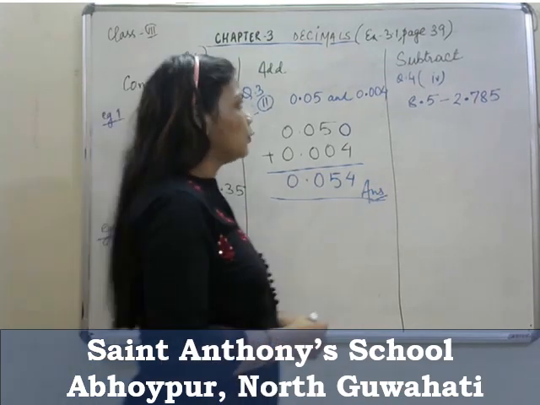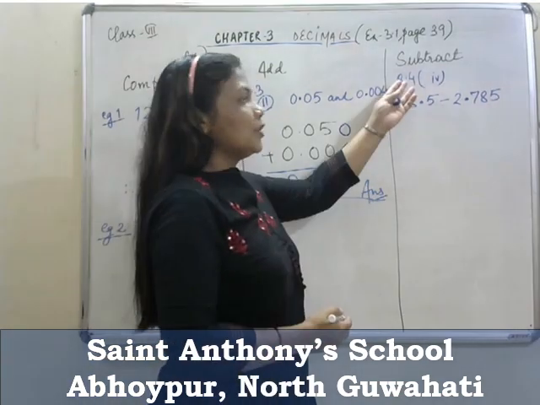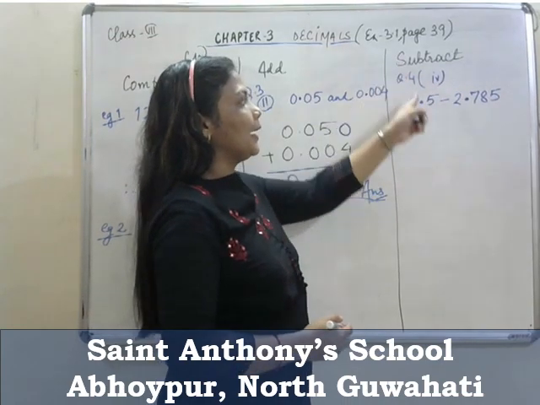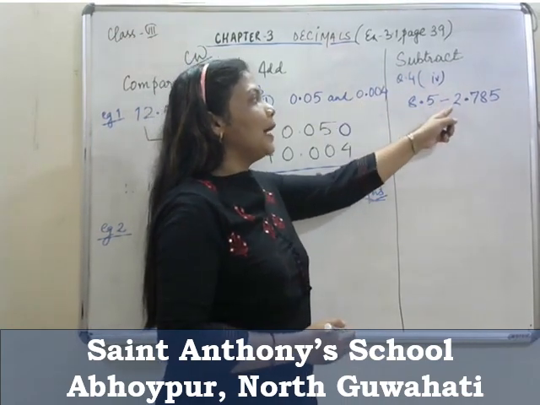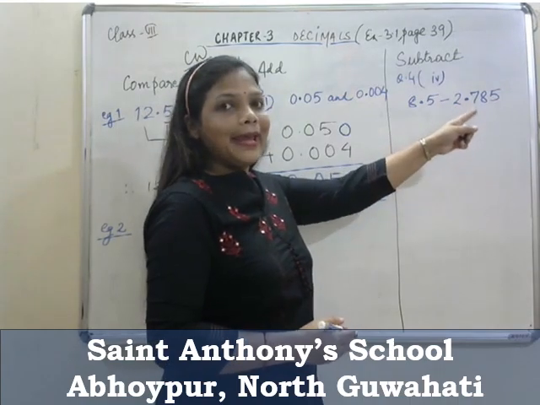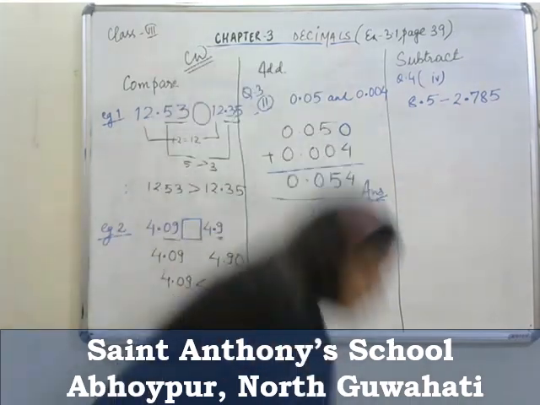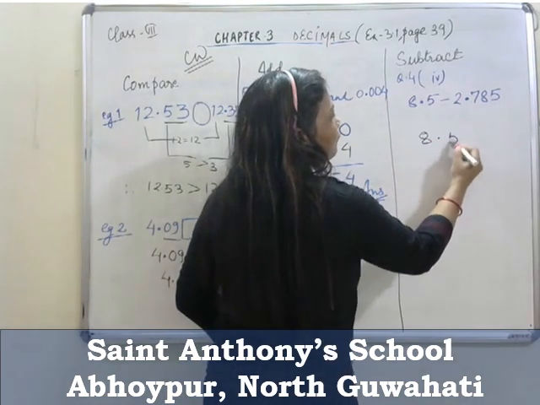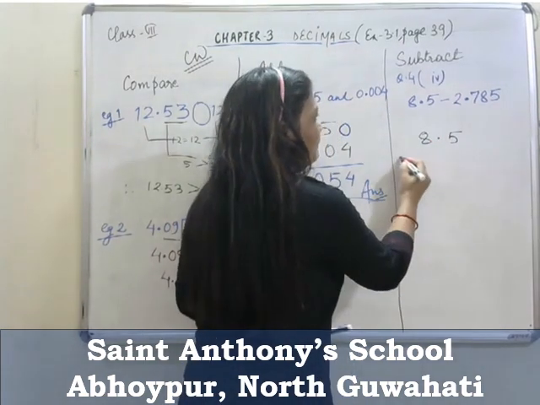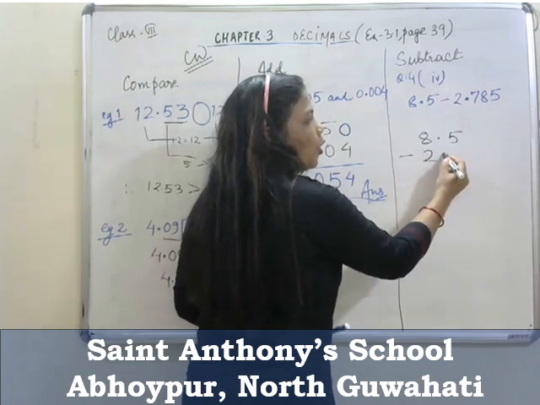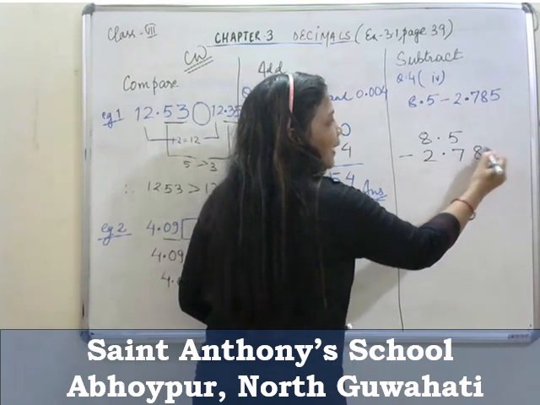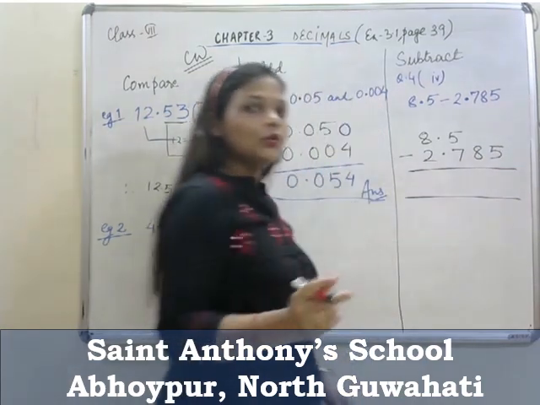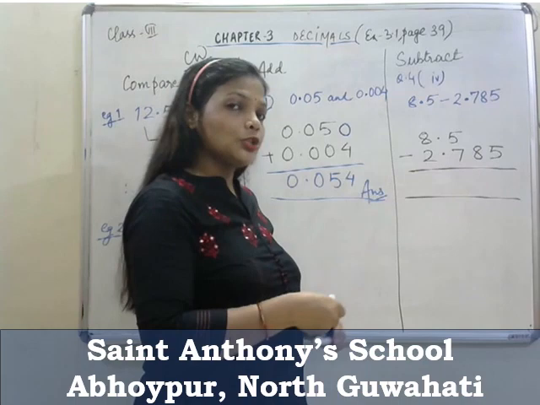Yes. Let us move to question number 4. I am taking subpart 4 of your book. You have to subtract 8.5 minus 2.785. Let us do the same technique. 8.5 minus 2.785. What we will do? Yes, we will change them to like.